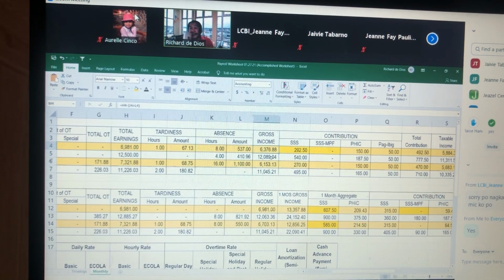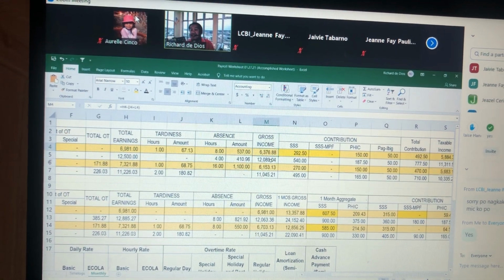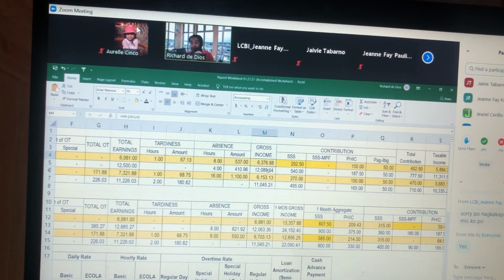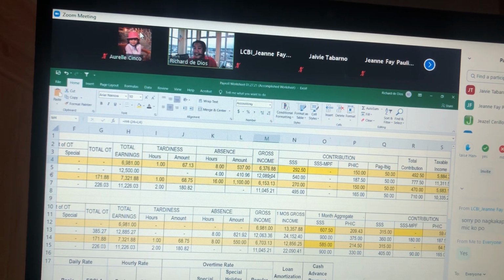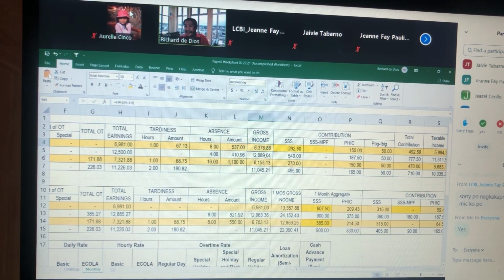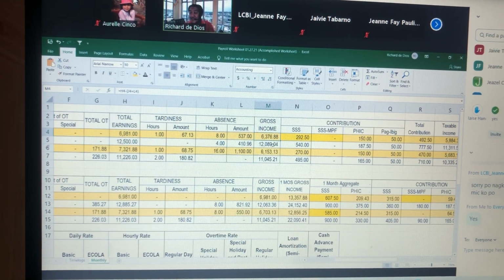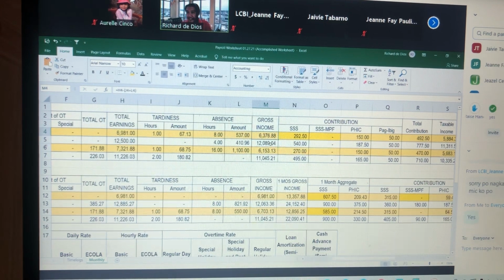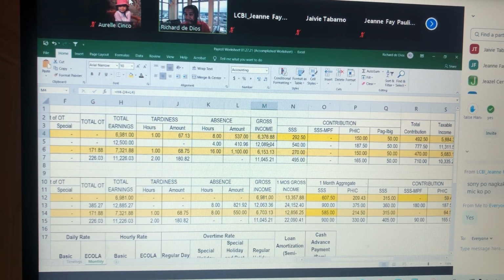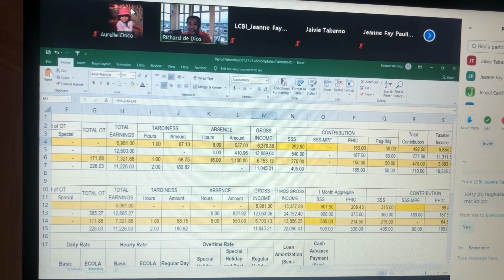In this case, for example, 6,376.88. Okay. Sa SSS table yan, anong monthly salary credit yan? 6,376. Tingnan nyo, ano ang monthly salary credit niyan? That is 6,500.